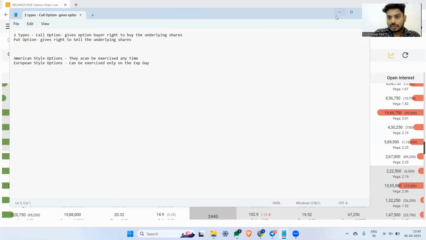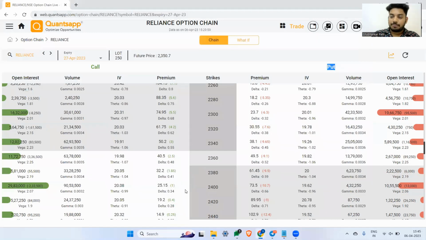Now, this is the option chain in the app. This is the most essential data point for all the option traders out there. If you want to access this tool, the link would be there in the description and also in the iCard over here.